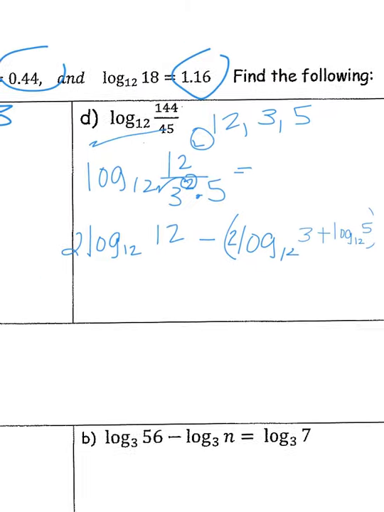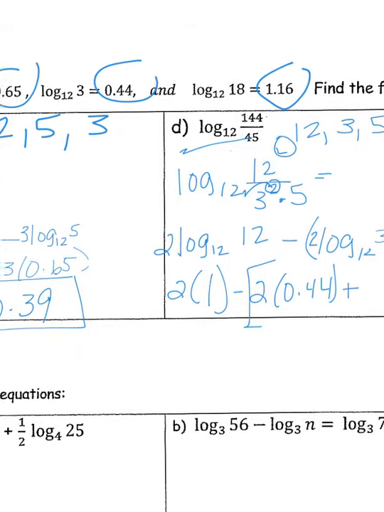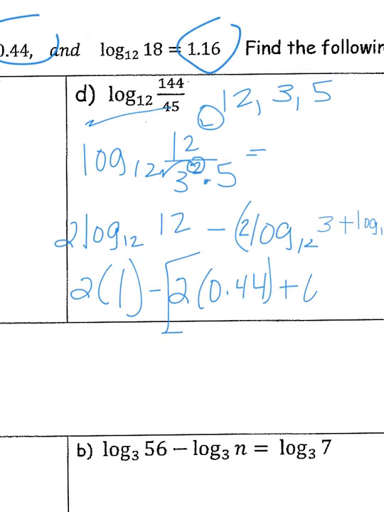Okay, so now we got to fill in all those decimals. So 2, and this would be log the base 12 of 12. Well, what is log the base 12 of 12? Well, you got the 12 here and the 12 here, and if you remember, that was 1. So it's 2 times 1. Whenever the base and the number are the same, it's 1. Minus 2, and then we have log the base 12 of 3, which is 0.44, plus, and then we have log the base 12 of 5, and the log the base 12 of 5 is the 0.65.